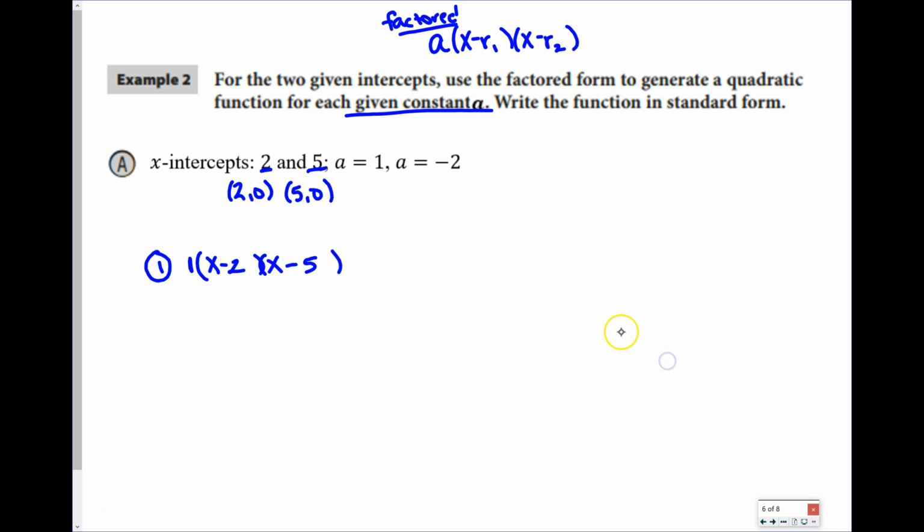My second equation, I'm going to use the second one. So now I'm going to use a to be negative 2. So I'm going to put that in front. And it's going to be x minus 2, x minus 5. I'm just taking my x-intercepts, plugging them into the equation, making them the opposite sign. Okay, so I'm kind of reversing it. I'm giving you the information and you're writing the equation. So that's the second thing I'm going to want you to be able to do.